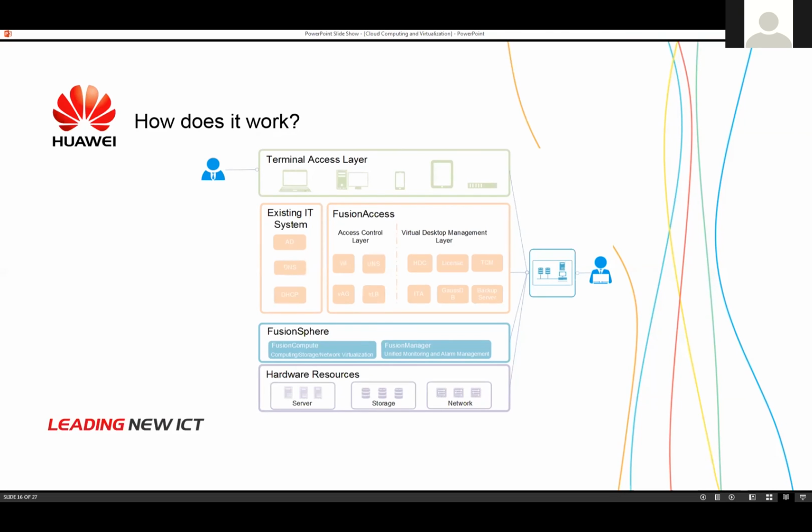In traditional desktop environments, users access desktops only using a dedicated device. With Fusion Access, users can access their desktops anytime, anywhere, as long as they have a terminal, like the thin client, that can connect to the network. Because data and desktops are processed in the data centers, users can move from one place to another during work without interrupting the application.